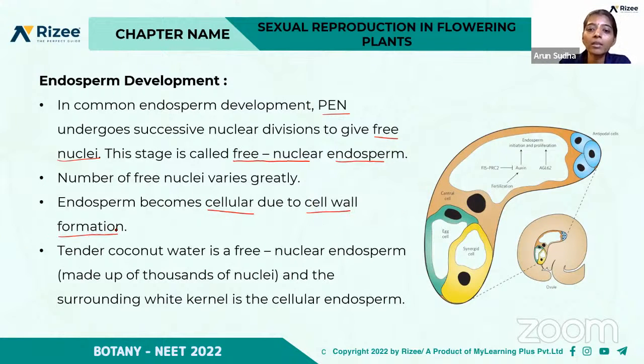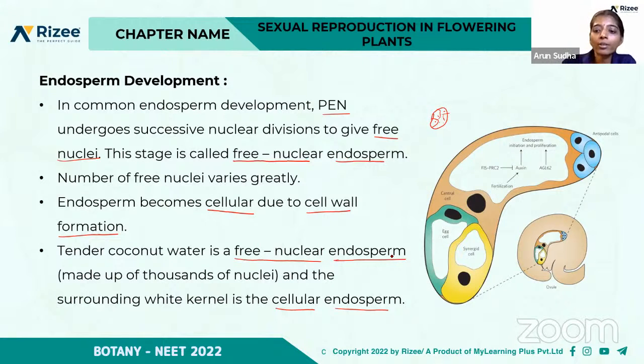So first, inside there will be many nuclei without wall. Then there occurs the formation of the wall and each one forms into a cell. So it is converted into a cellular endosperm. So the common example is the tender coconut water. If you take the tender coconut water that you would have seen, right? The inside water actually has thousands of nuclei. That is, it's a free nuclear endosperm. But the surrounding white kernel is a cellular endosperm. That is, there occurs a formation of the wall. So here it is a free nuclear endosperm where thousands of nuclei are present.